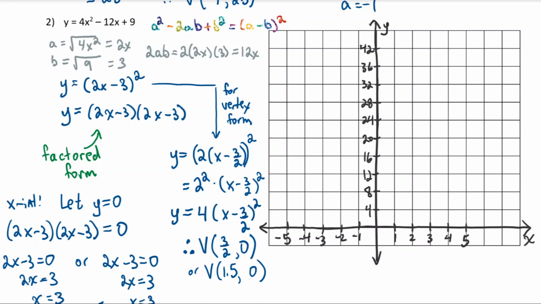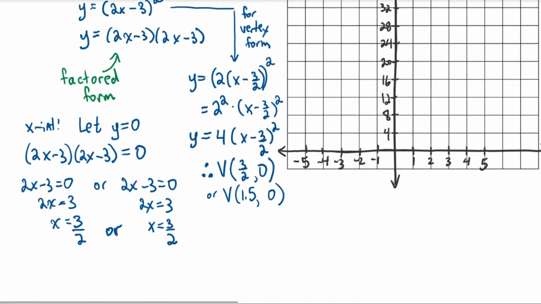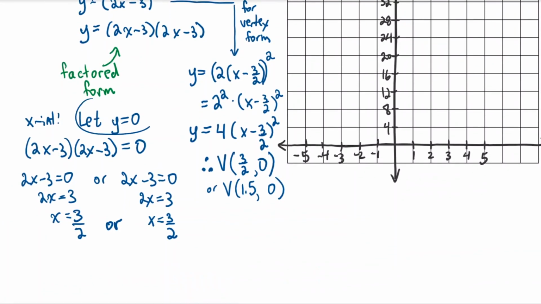We need to find our x-intercepts, and I did that already. So I got right here, I let y equals 0, and I'm going to use my factored form for this. So I've got my 2x minus 3 times 2x minus 3 equals 0.